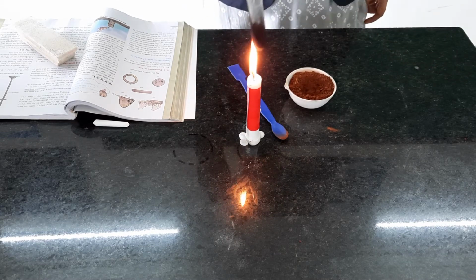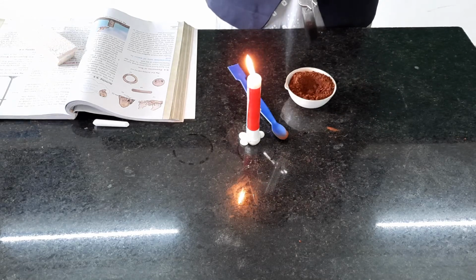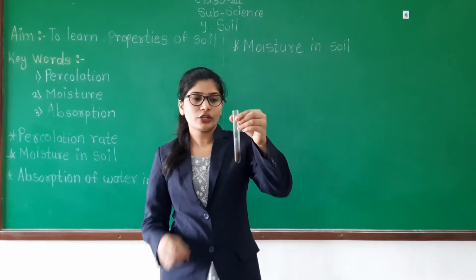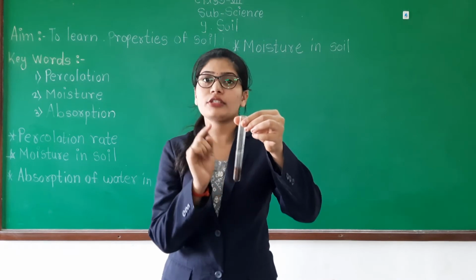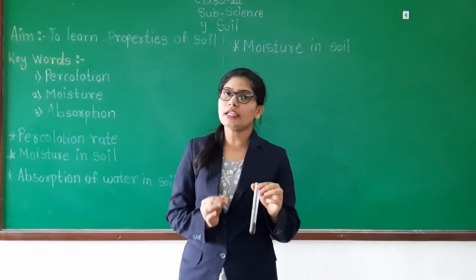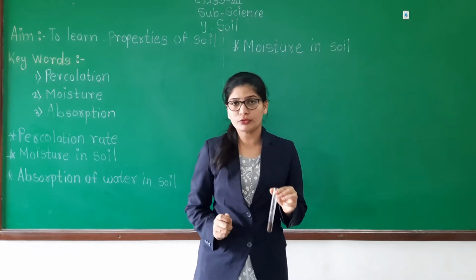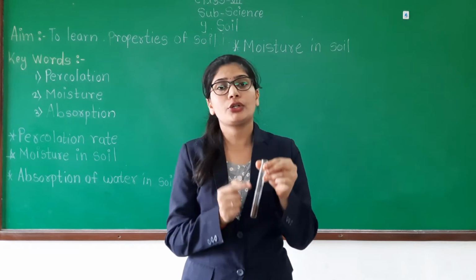So that we will see through theory. Okay. So you can see here the moisture present in the soil. It means we can conclude that water percolates in the soil and is absorbed through the soil, and that's why we can see the moisture inside the tube.